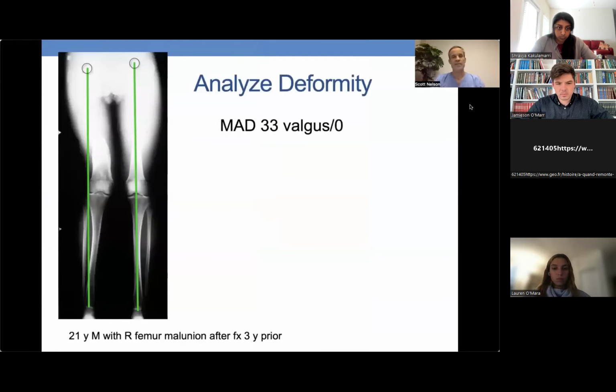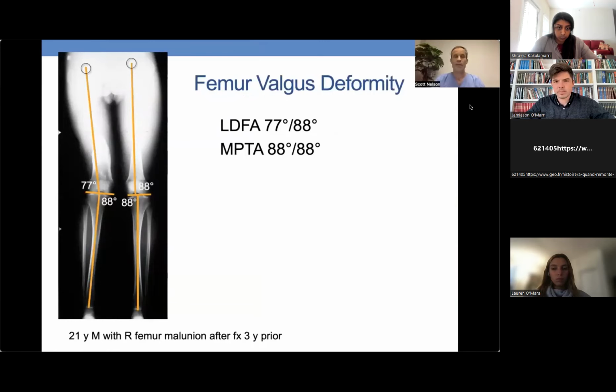So here's another case. We'll go through the 3 steps very briefly. We have a valgus deformity on the right side with a mechanical axis deviation of 33 millimeters. And so then we want to look and see if that comes from the femur or from the tibia. So we measure our MPTA on both sides and our LDFA on both sides. The X-ray didn't show up perfectly here, so I drew out where the femoral heads are for you.